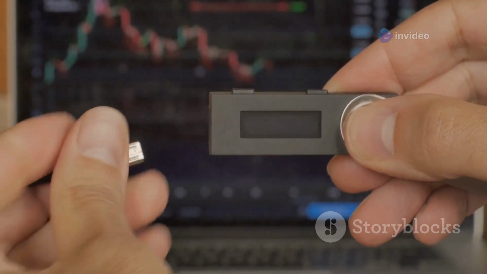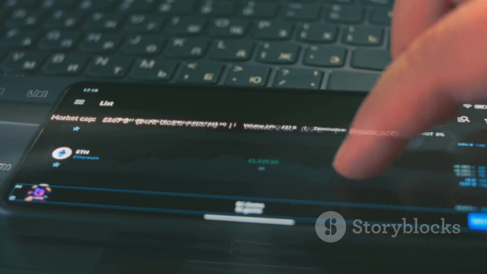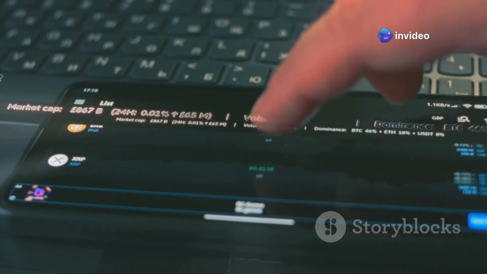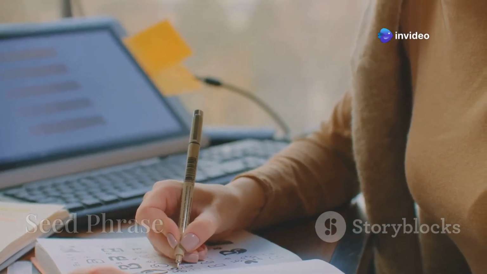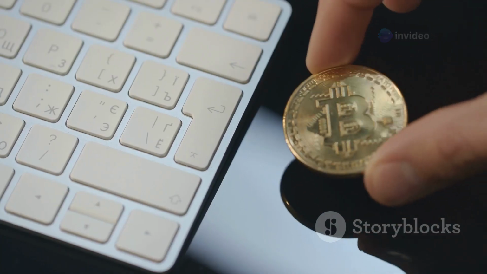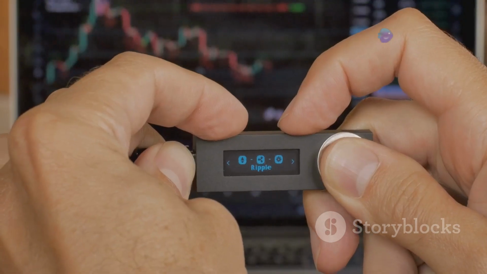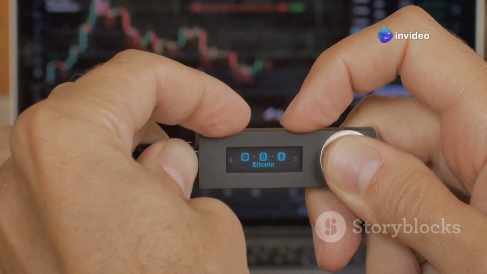Whale. Definition: a whale is an individual or entity that holds a large amount of cryptocurrency, enough that their actions can significantly impact market prices when they buy or sell. Seed phrase. Definition: a seed phrase is a set of random words generated when you create a cryptocurrency wallet. It serves as a backup method for recovering access to your wallet if you lose your private key or wallet access.